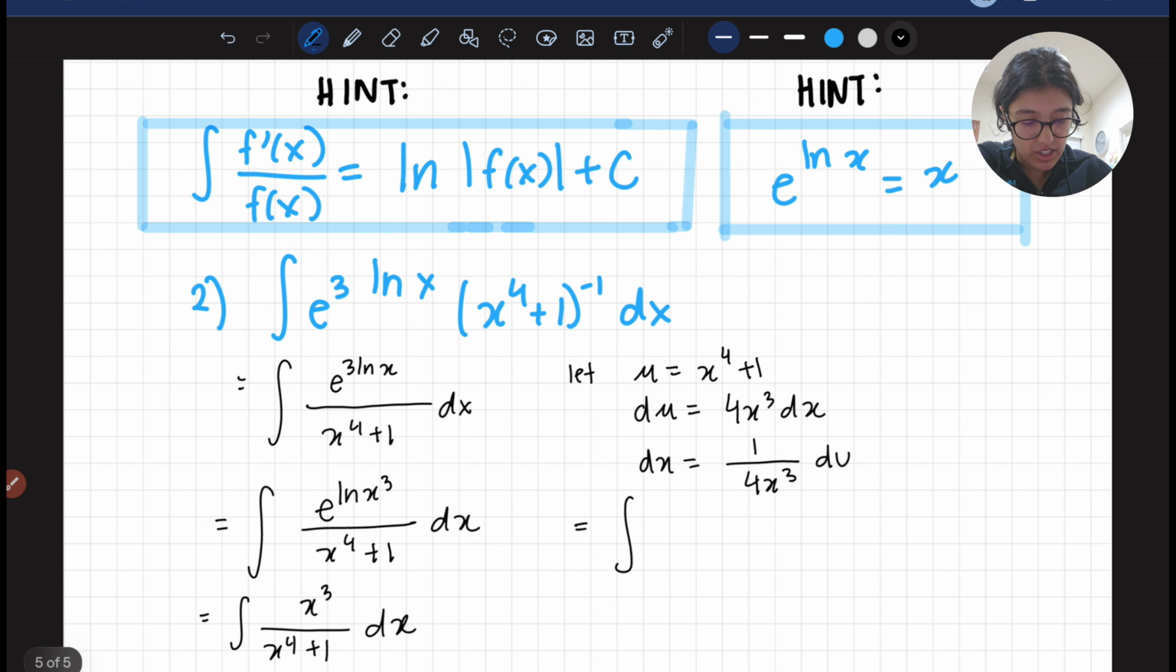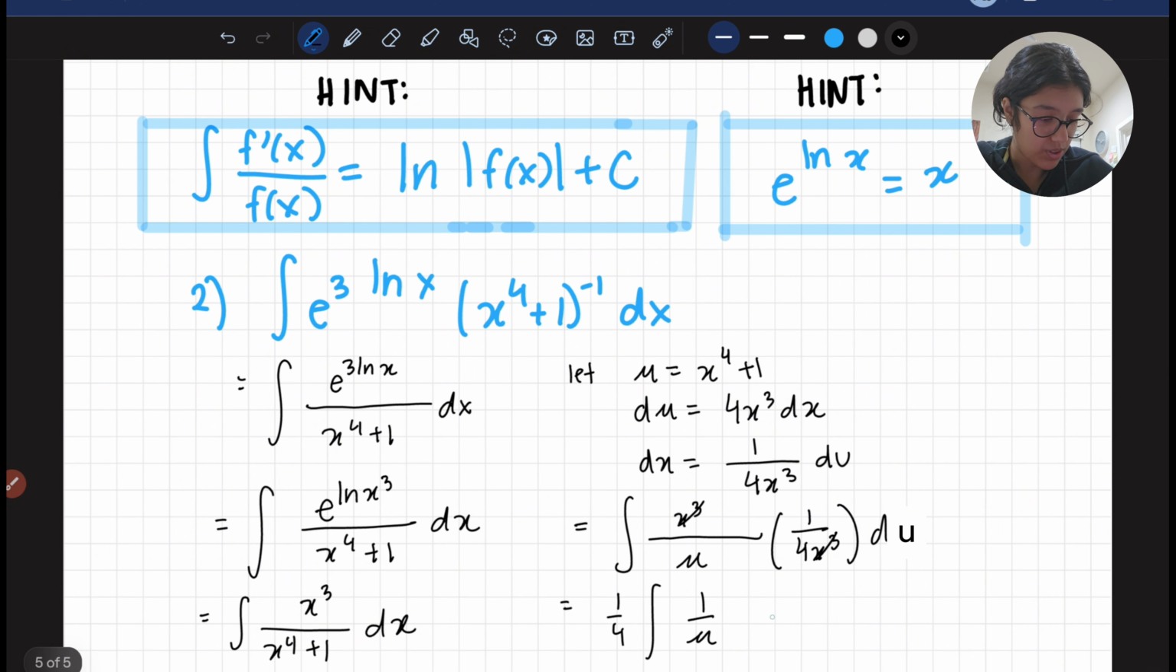We have the integral of, I'm using this integral right now, so I have the integral of x cubed. I'm going to leave that there for a moment. And then the denominator, I said that was u. dx, we just found it up top over here. That is 1 over 4x cubed. We see that the x cubed and the x cubed cancel. I'm going to take this 1/4 out. So we have 1/4 the integral of 1 over u du.